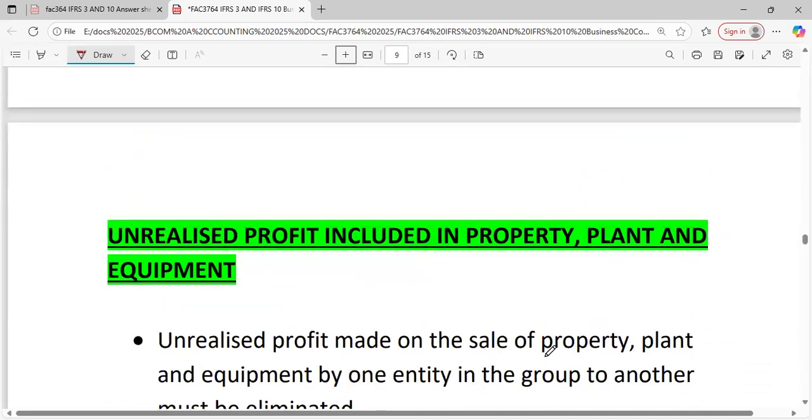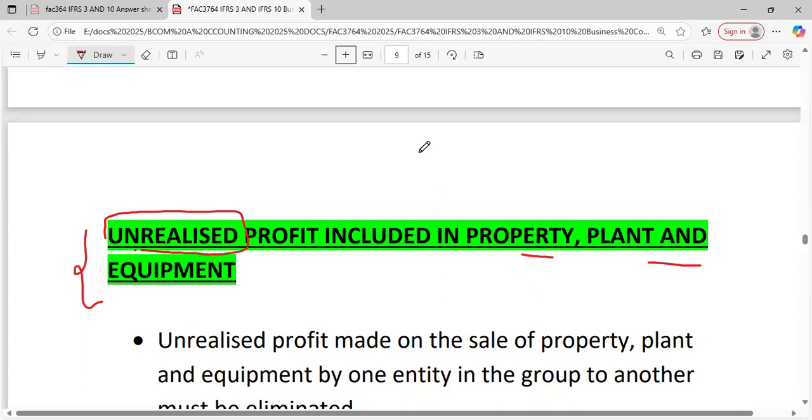Right. If there is no clarification needed, let's look at unrealized profit included in property, plant, and equipment. So here, what they mean is, intra-group sale of property, plant, and equipment, there is going to be a profit there. But as long as that property, plant, and equipment is still with any of the members within the group, then it means we should eliminate the unrealized profit when we do our consolidation.